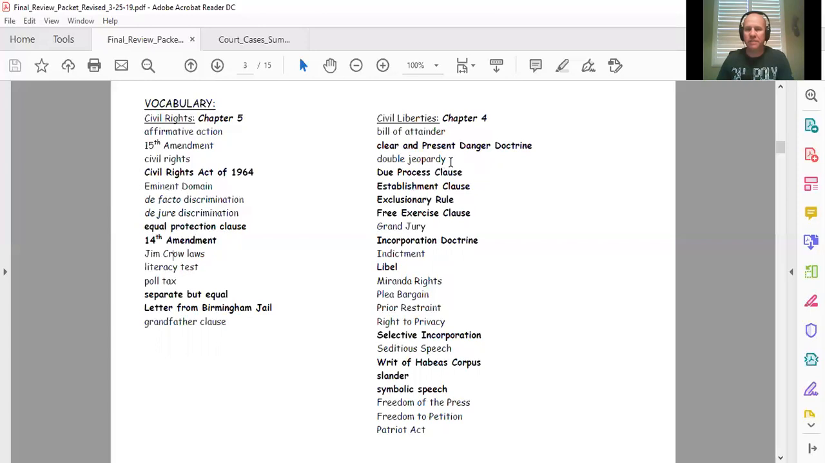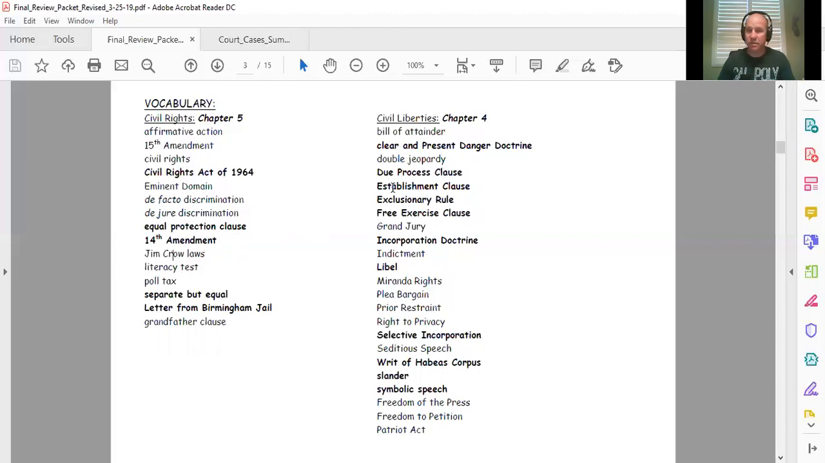Double jeopardy, that's from the Fifth Amendment. You have to remember these amendments. Clear and present danger doctrine concerns free speech from the First Amendment. Double jeopardy is in the Fifth Amendment, meaning you can't be tried for the same crime twice. The due process clause is also in the Fifth Amendment. It's also found in the 14th Amendment.